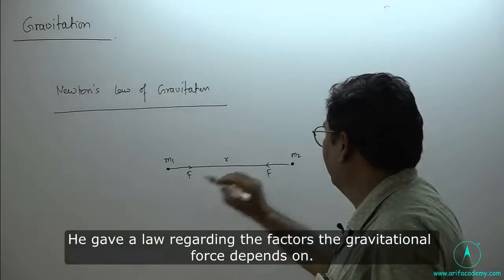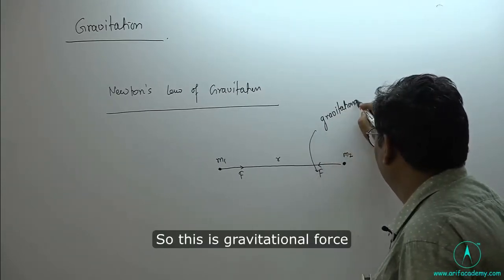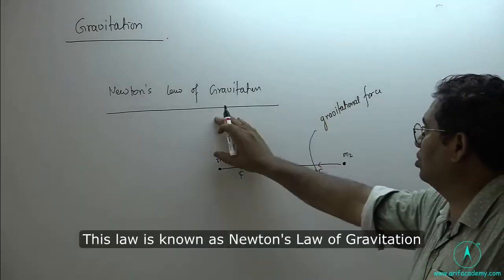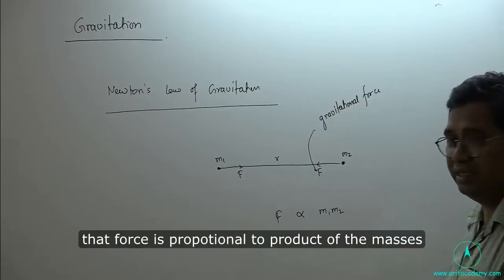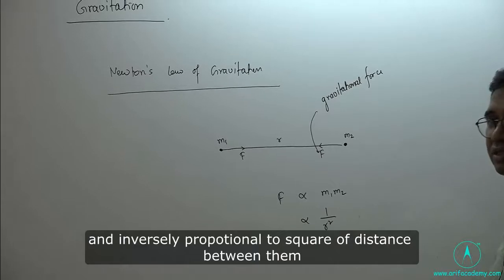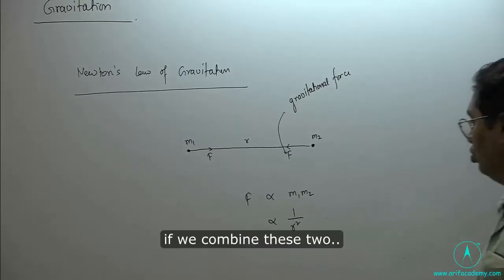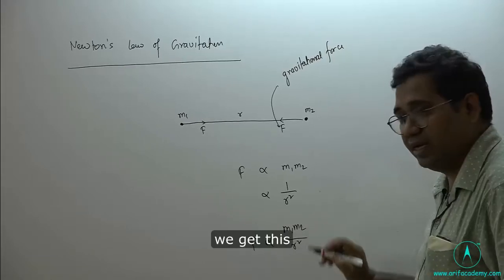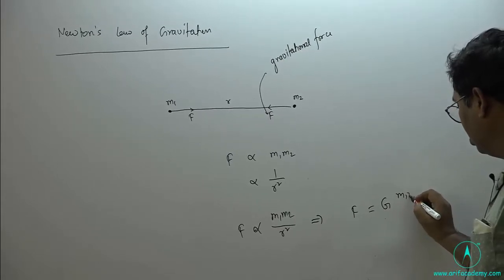He gave a law regarding the factors the gravitational force depends on. So this is gravitational force F. This law is known as Newton's Law of Gravitation. That force is proportional to the product of the masses and inversely proportional to the square of the distance between them. These two statements are called Newton's Law of Gravitation. If we combine these two, F proportional to M1 M2 upon R square, we get F equals capital G M1 M2 upon R square.